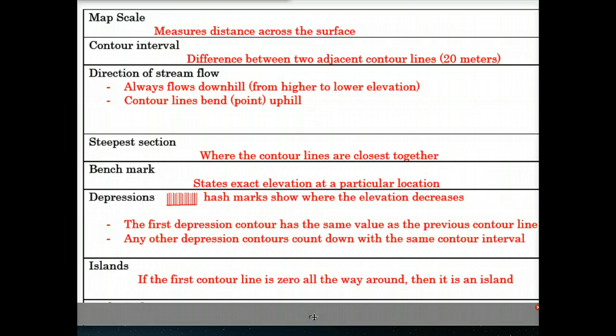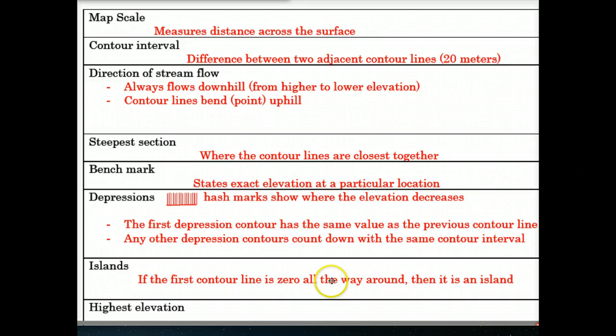Islands, of course: the first contour line is always 0 when you're going around an island because you're at sea level, and 0 is where the land meets the water when we're talking about oceans. Not necessarily inland lakes, but oceans for sure.